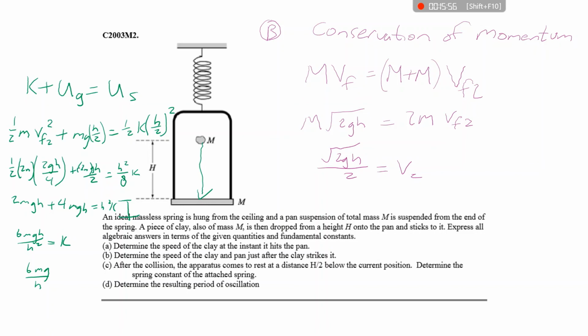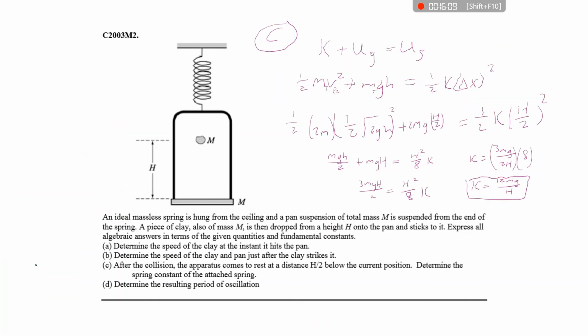So I can pull out a 2. And then this will be the same as what we had last time. That will give me 12 mg over h. Okay, and now we match.